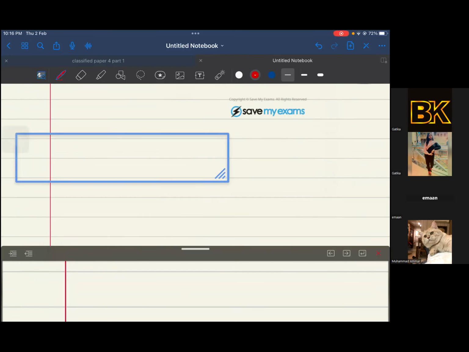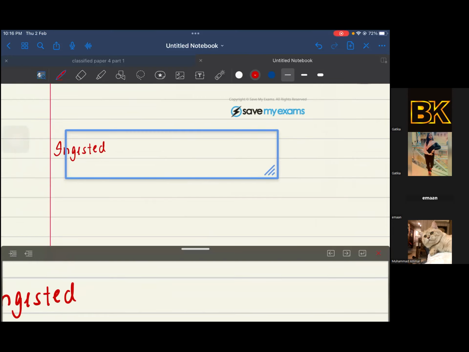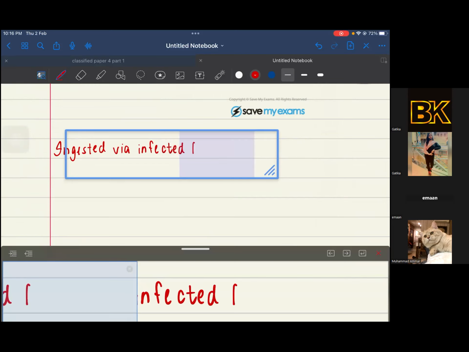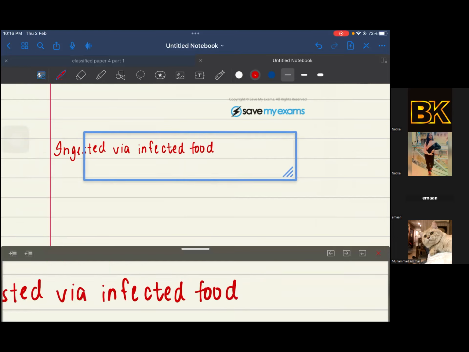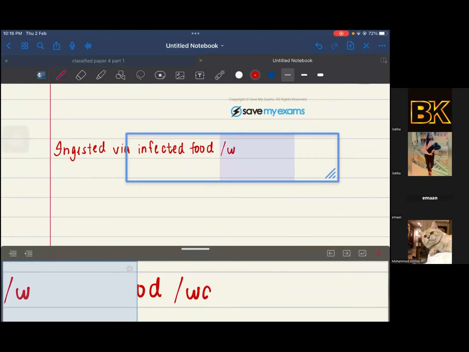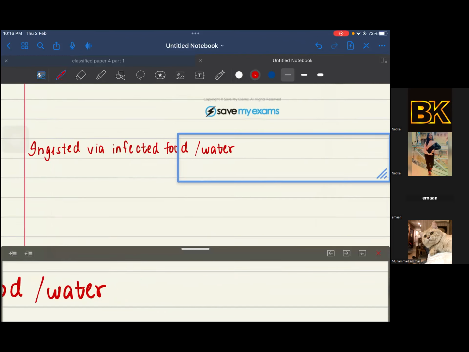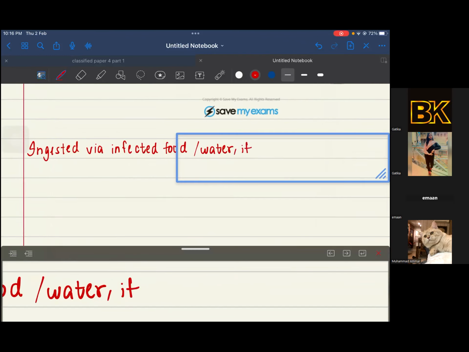Okay. So first I'm gonna say ingested. This I'm talking about the Vibrio cholerae bacteria. Okay, ingested via infected, or you can say contaminated food/water. Okay, first we ingest it, and if it enters the small intestine, the small intestine is a place where it will act. It won't act anywhere else.